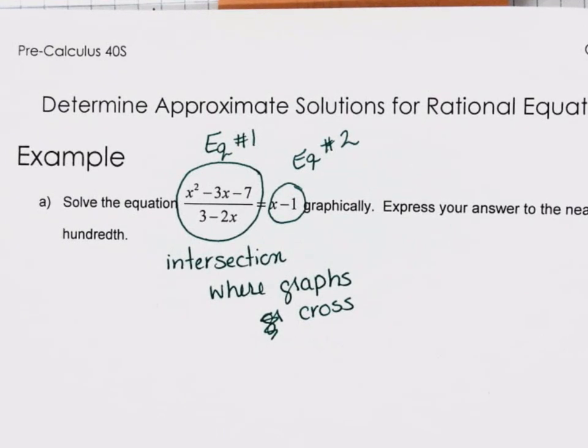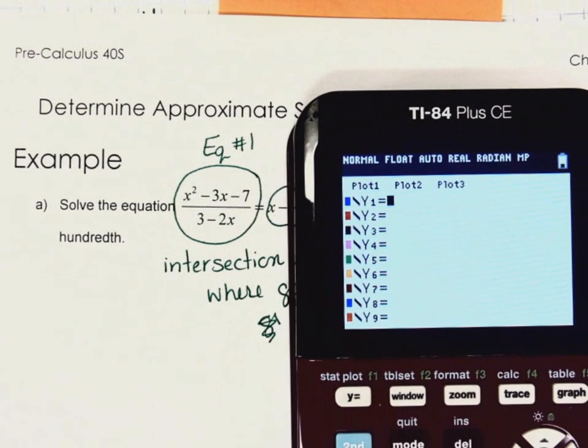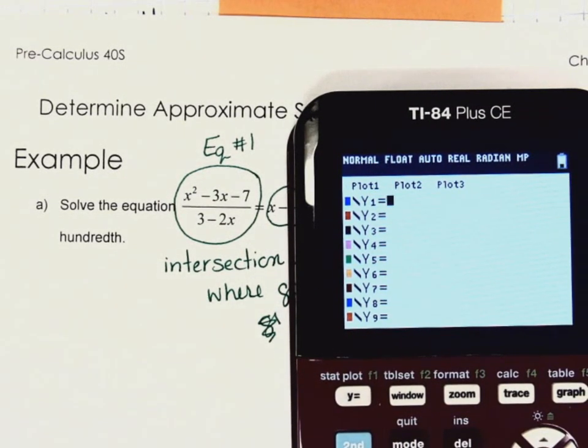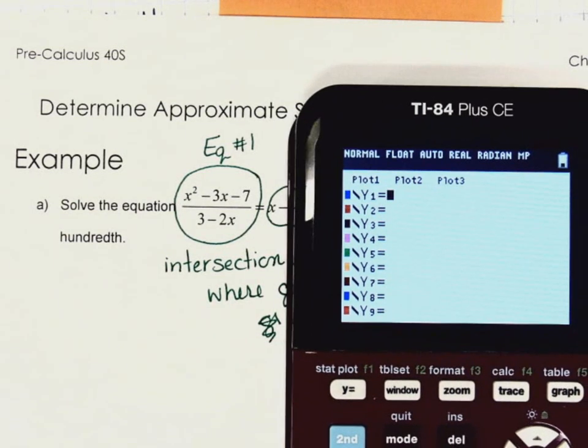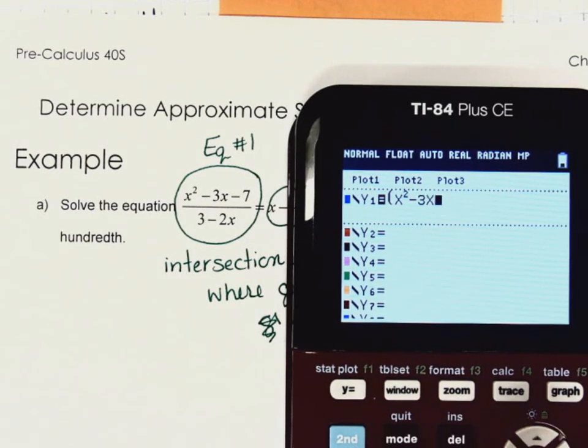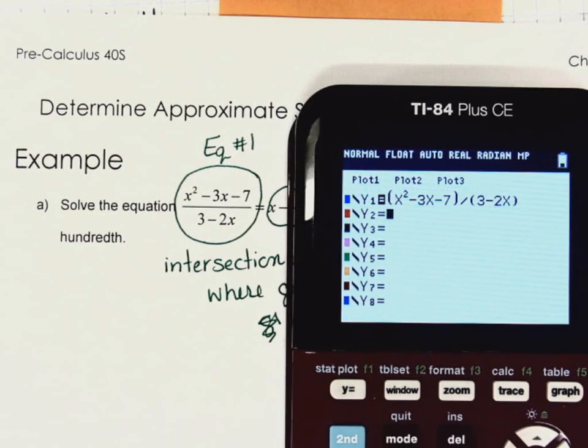I'll do it for us on this one. So let me go in. I need to put in the numerator fully in brackets, and I need to put the denominator fully in brackets. If you don't, it will just take that 7 and divide it by 3, and then you won't get that rational function. So we have (x squared minus 3x minus 7) divided by (3 minus 2x). And then my next equation is x minus 1.